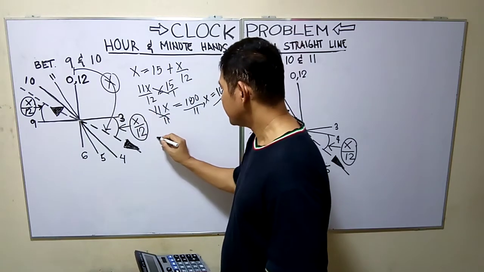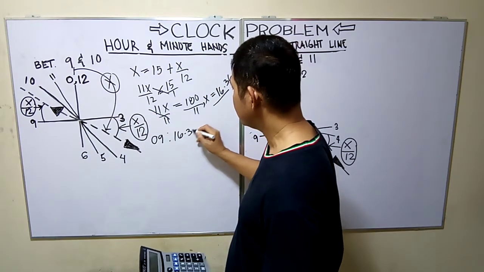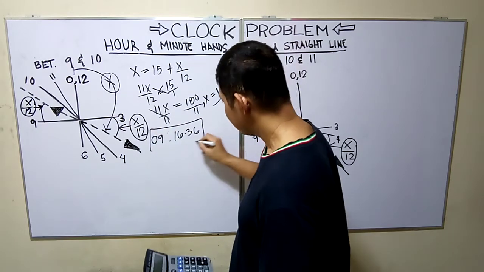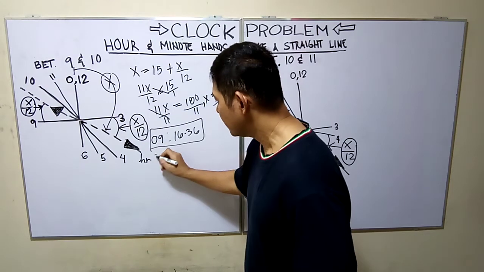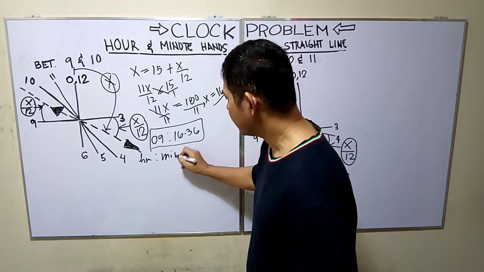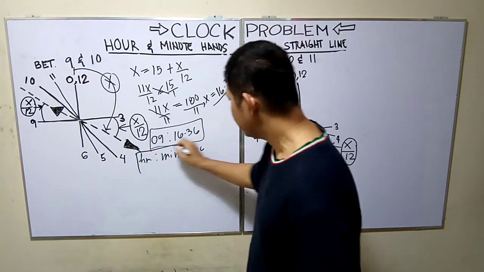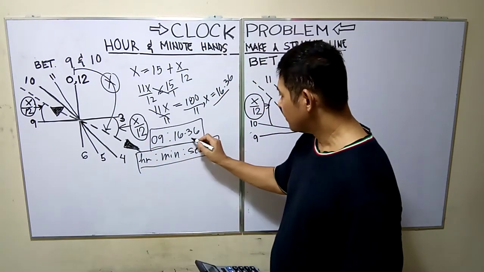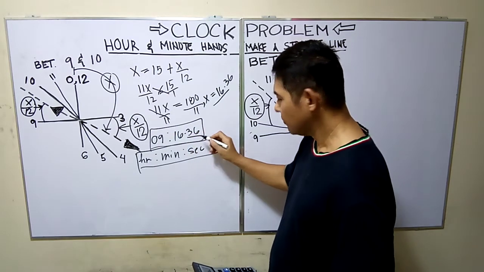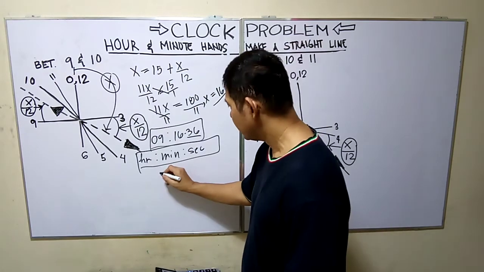between 9 and 10 is 09 and 16.36 minutes. So, kung gusto nating ilipat sa form na hour, minute, and seconds, mapapansin natin, merong decimal part to. Itong minute. So, multiply lang natin siya ng 60. So, multiply natin ng 60.